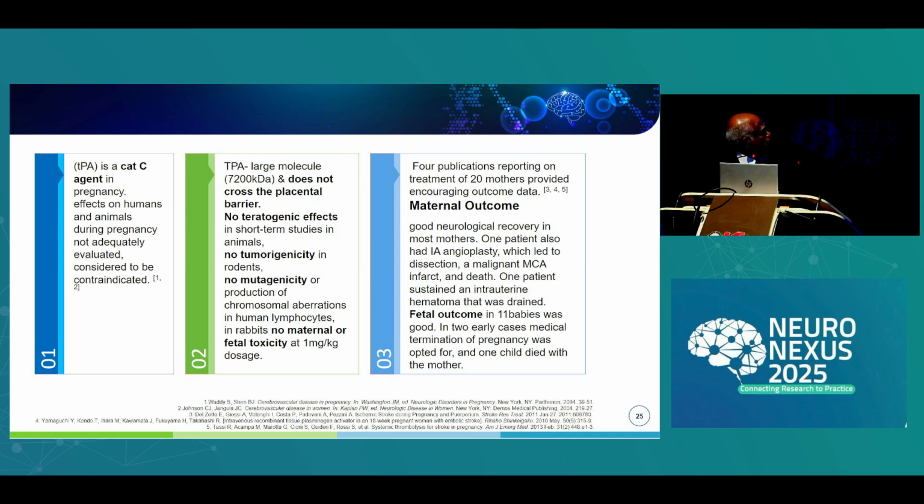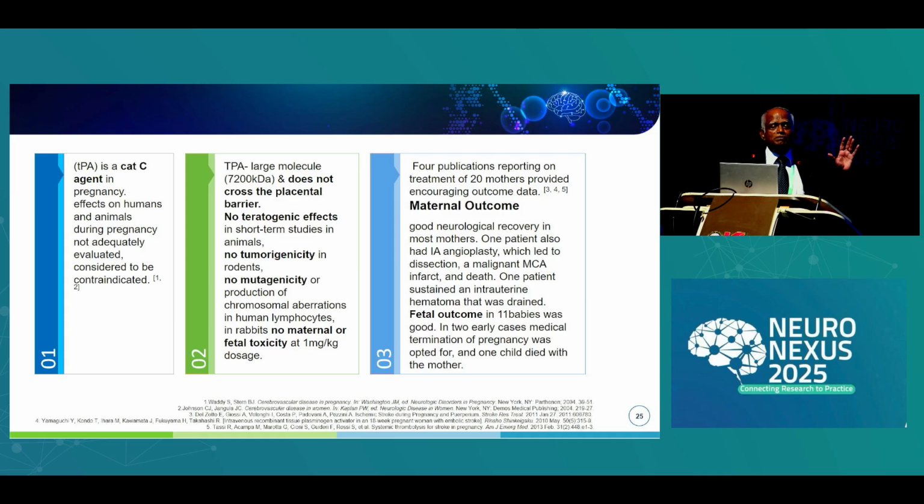However, what we should remember is TPA is a large molecule, and both alteplase and tenecteplase remain the same molecular weight wise. It does not cross the placental barrier. So there is no question of teratogenicity when this drug doesn't cross the placental barrier. Now, there is no tumorigenicity seen in rodents and no mutagenicity has been seen even in human lymphocytes or in rabbits.